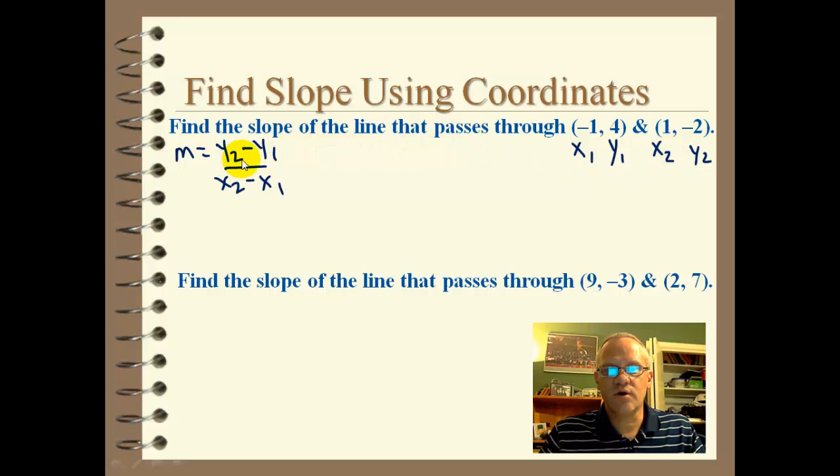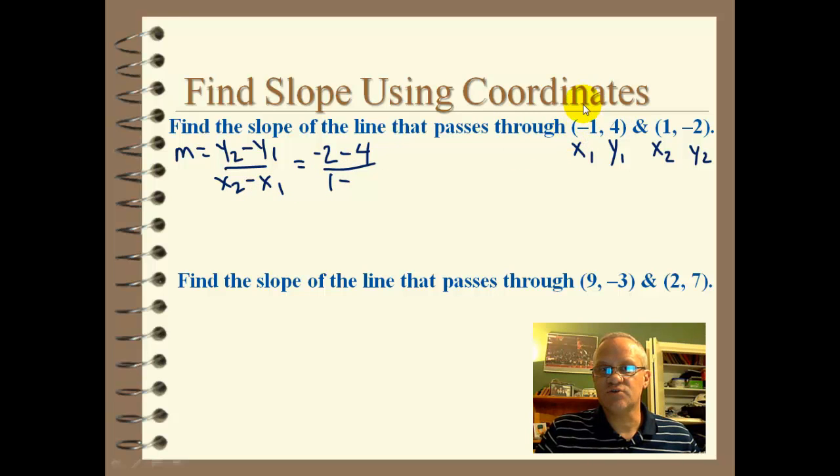All right, what's the second y? Second y is -2. So I'm going to plug that in, -2 minus the first y. What's the first y? 4. So -2 minus 4 on the top. And then on the bottom, the second x is 1. And we're going to subtract the first x, -1.